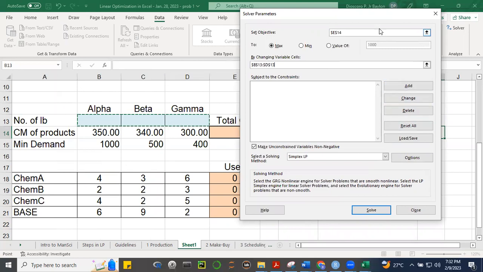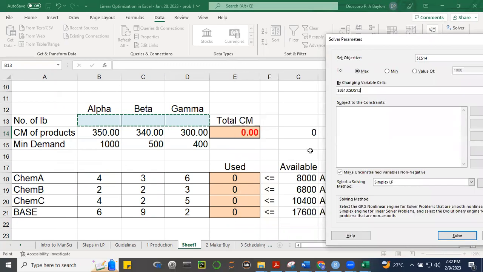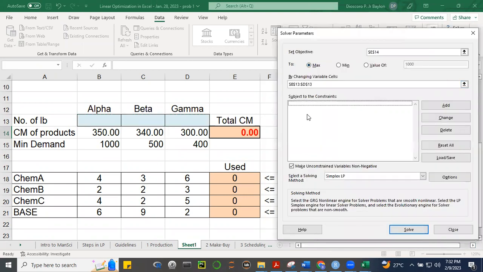And then the constraints. You have 2 sets of constraints. Number 1 is your availability of materials. Number 2 is your minimum demand, right? We said that the units produced has to be greater than this number of units for alpha, beta, and so on. So let's now put here our constraints.